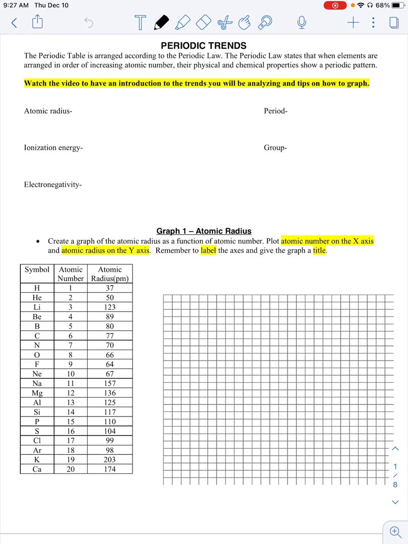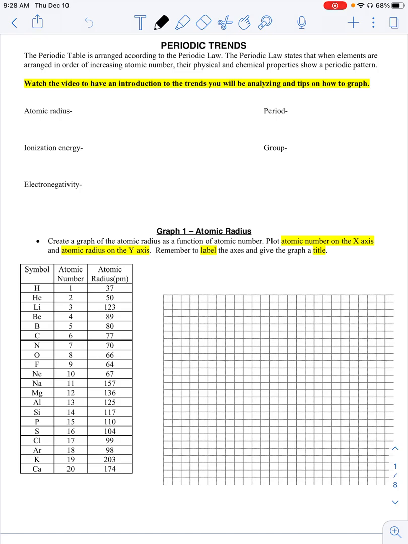I'm just going to give you a brief definition of those three, and then you are going to go through and graph what those properties are for the first 20 elements. And then we'll come back together and we will discuss what your graphs showed you and then why those trends are the way they are. Okay? So first thing is atomic radius.